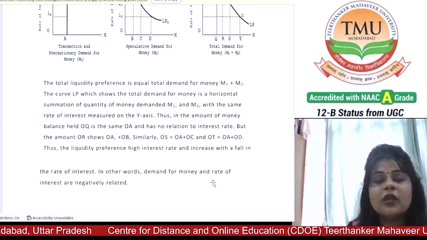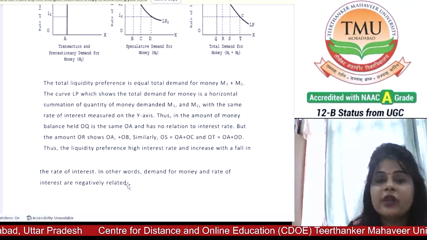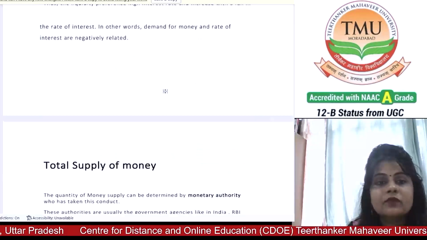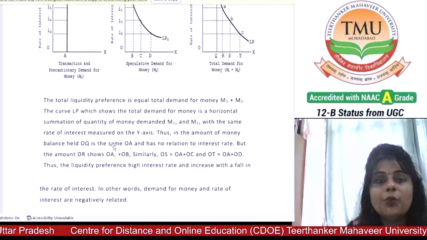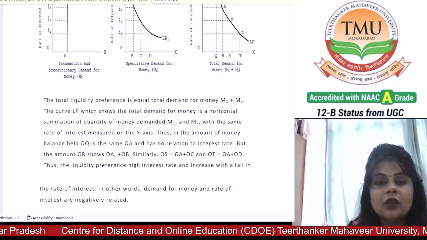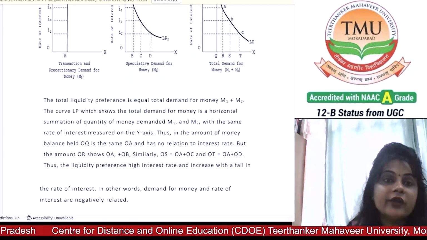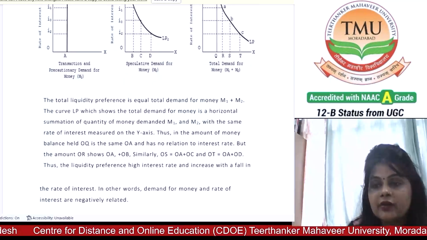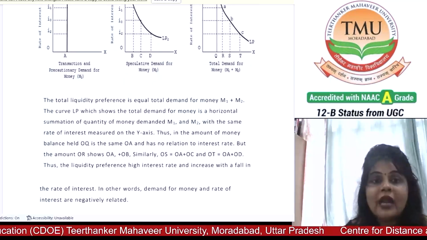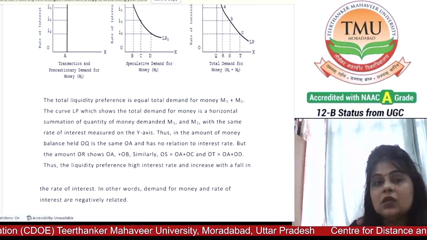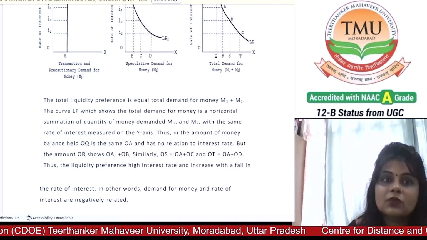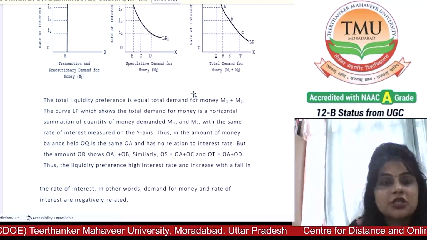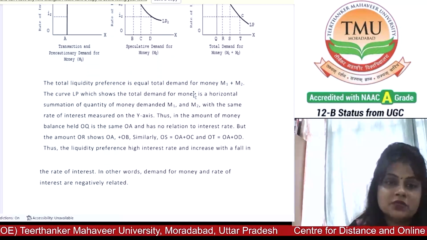In other words, demand for money and the rate of interest are negatively related, inversely related. Here you see. So, I hope you well understood that demand for money and rate of interest are negatively related, and that demand for money has three motives: the transaction motive, precautionary motive and speculative motive.